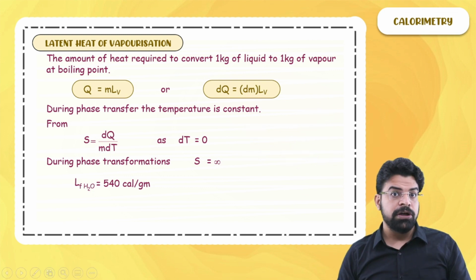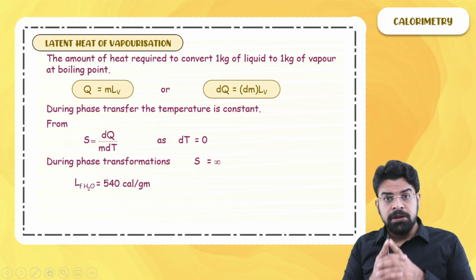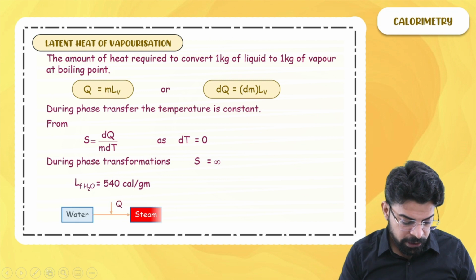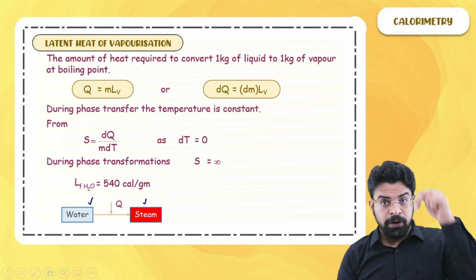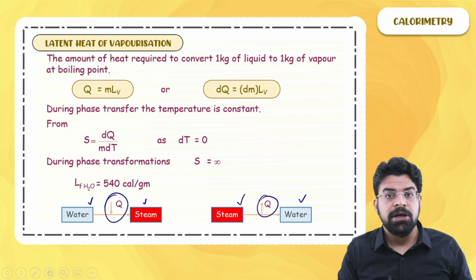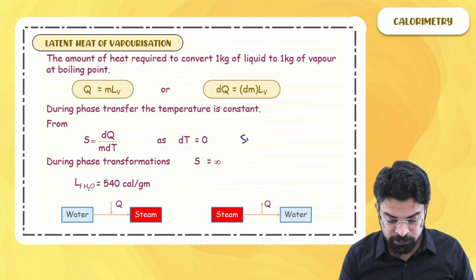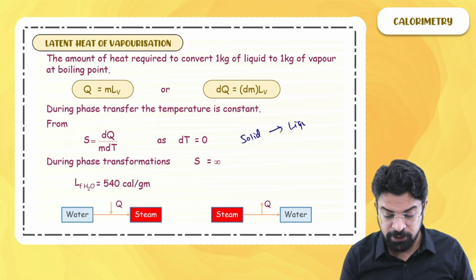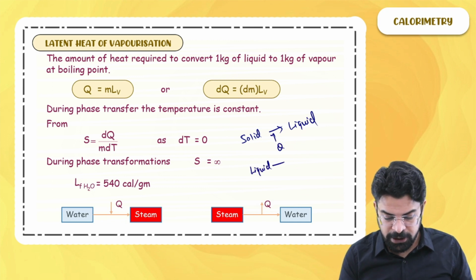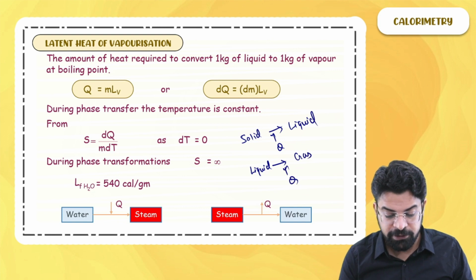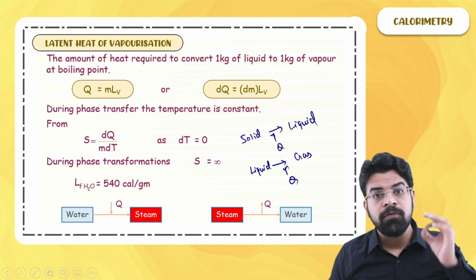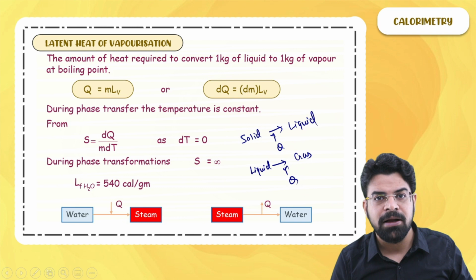The latent heat of fusion for water is 80 calorie per gram. The latent heat of vaporization for H2O is 540 calorie per gram. So, to convert from water into steam, you have to give heat. And to convert from steam into water, you have to take out heat. So remember this: to convert from solid to liquid, you have to give heat. To convert from liquid to gas at the boiling point, you again have to give heat. And to convert from gas to liquid, you have to take out heat at the boiling point. And to convert from liquid to solid, you have to take out heat at the melting point.